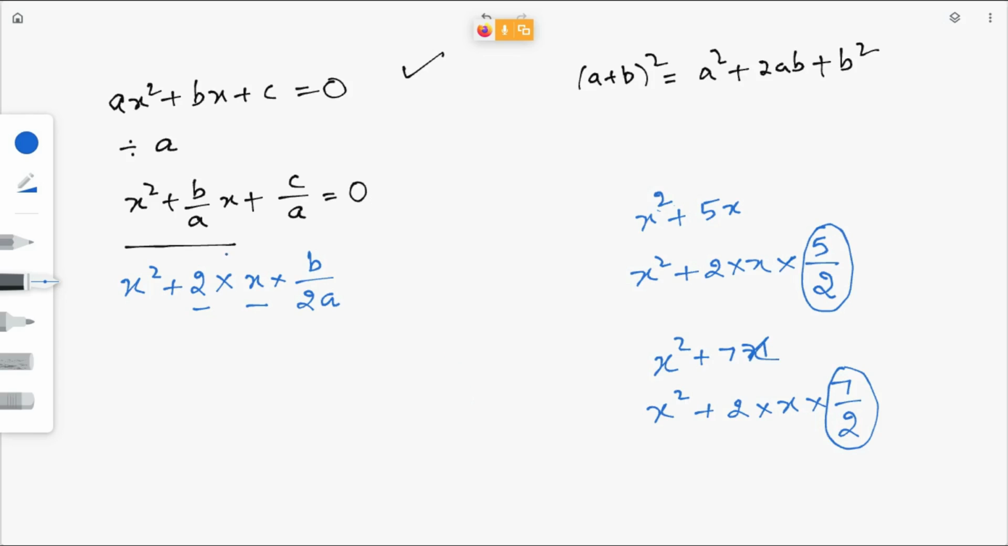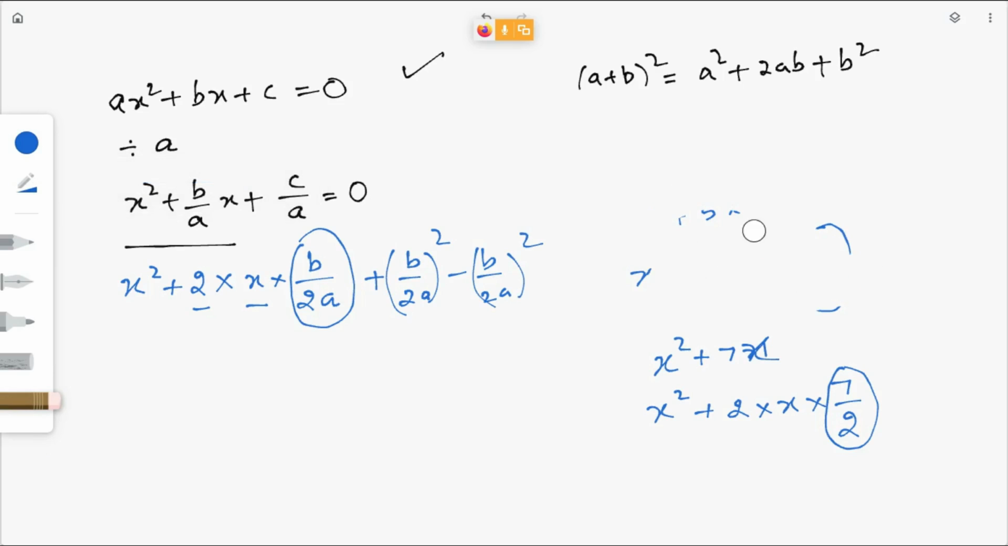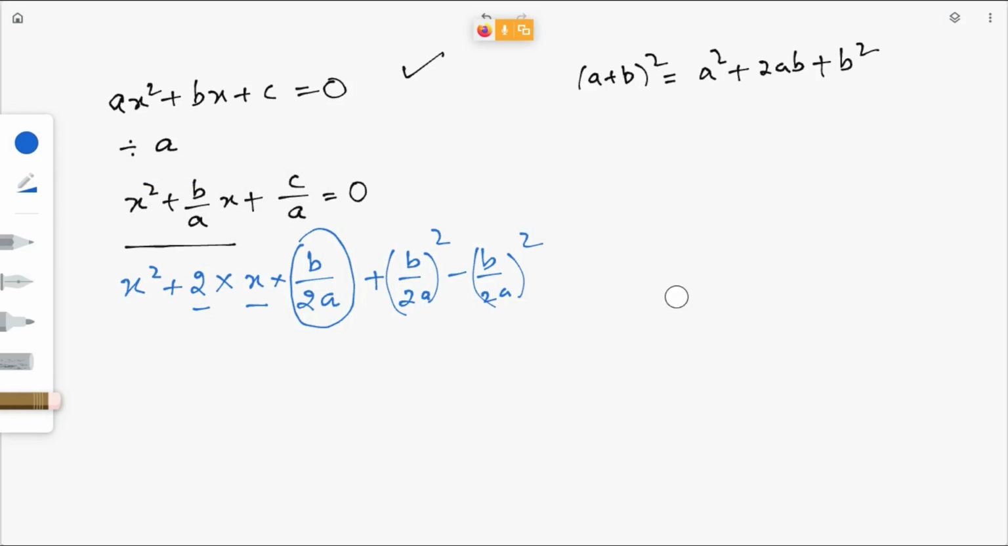Understood? So similarly, this is your 5 or 7. So keep this b by a as it is and then raise this 2 in the denominator. Fine. So this whole term is your b. Don't get confused with this b. This is different. So now take square of this b by 2a and then minus b by 2a whole square. Let me erase this one. And then plus c by a is equal to 0.